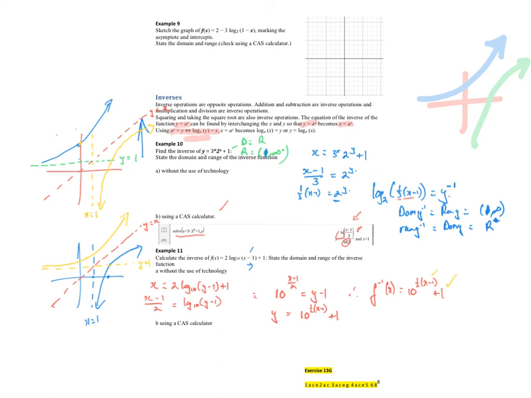State the domain and range. So the domain of f inverse is the range of f. The range of f, that blue function, clearly is R. The range of f inverse is equal to the domain of f, and the domain of f is going to be from 1 to infinity, which corresponds to the range of that yellow function, so that's okay. State the domain and range of the inverse function with and without using technology. Obviously we can use the same rule here just to rearrange it. Okay, so I'll leave that with you guys.